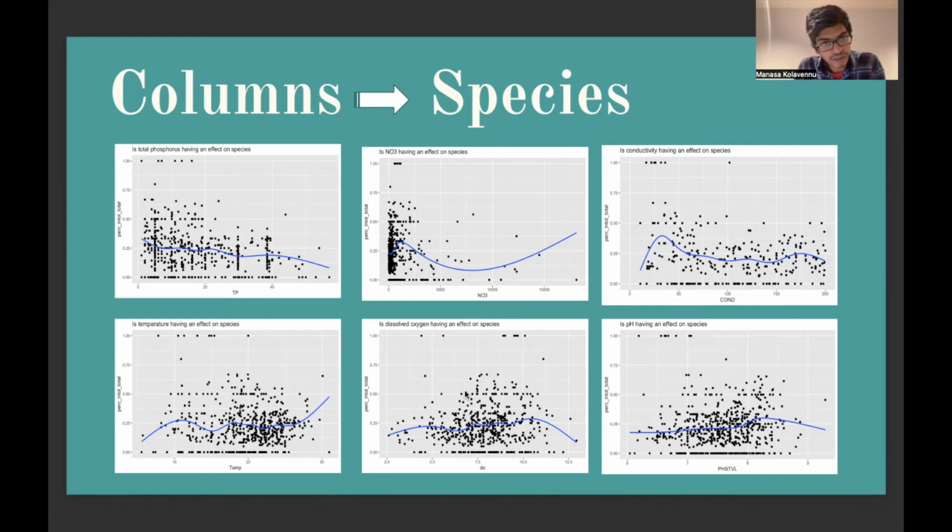So in this starting part, you can see the curve is getting increased. So more NO3 does have a strong effect on the species. So it is always recommendable that we need to make sure that there are less proportions of nitrate in the water bodies.